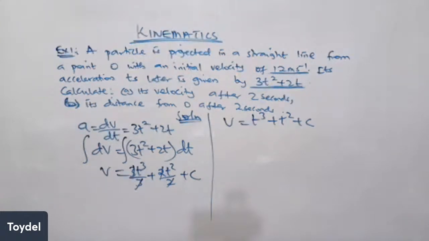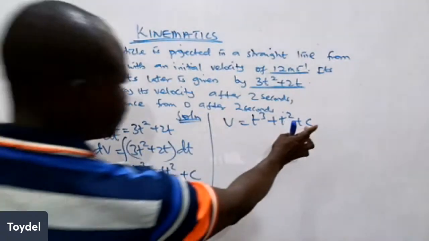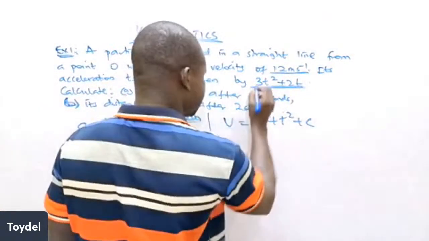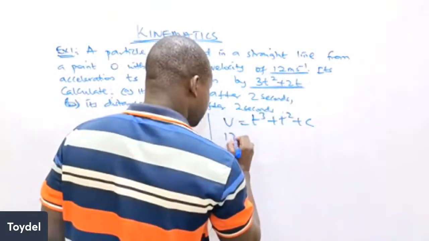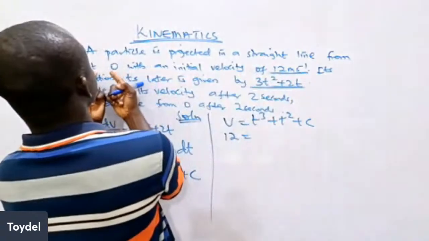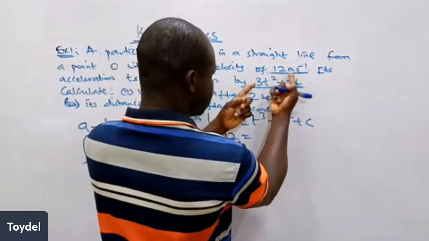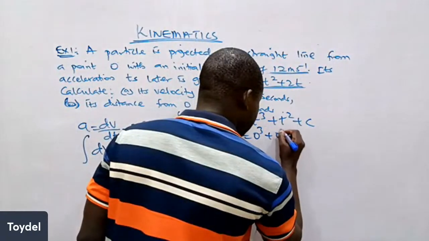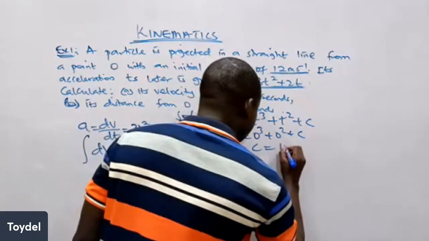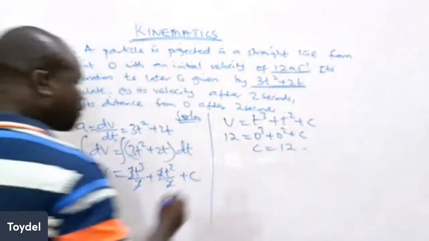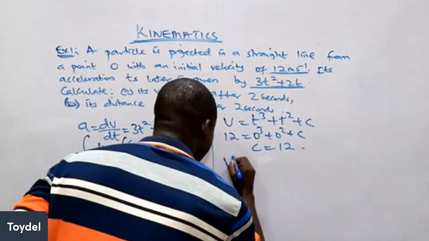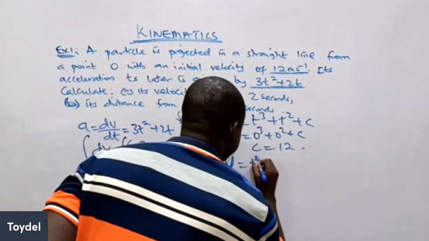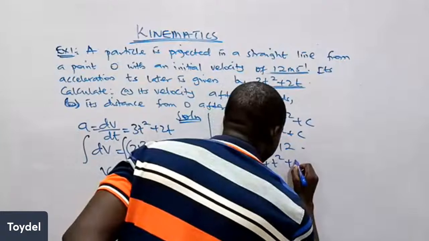For us to be able to get that, we must substitute the value of velocity at 12 and time at 0 for us to be able to know the value of C. That is, we say V is 12. So we say 12 is equal to the time at point 0, the initial velocity is 12. So we say 12 at 0, that's 0 cubed plus 0 squared plus C. So C is equal to 12. That's what we are going to get. So finally, the value of V, the velocity, will now be t cubed plus t squared plus 12.